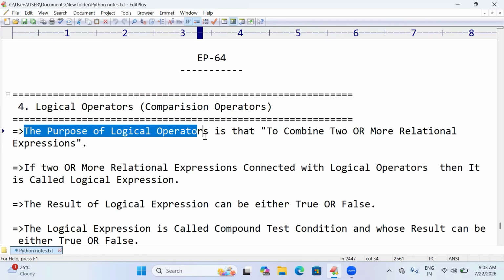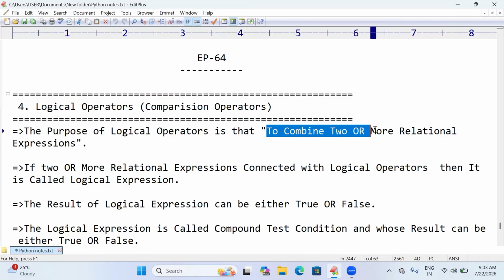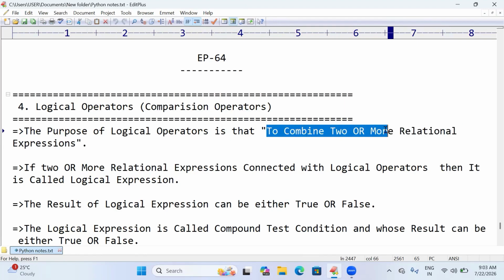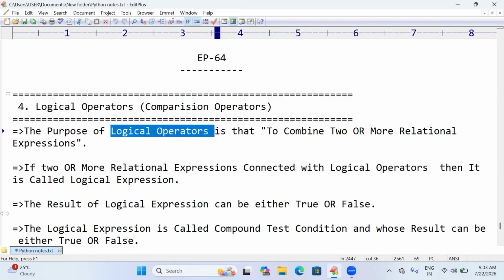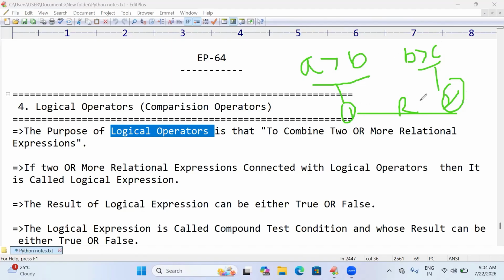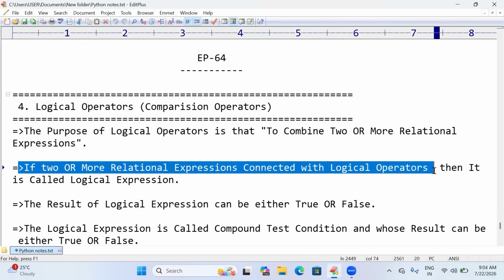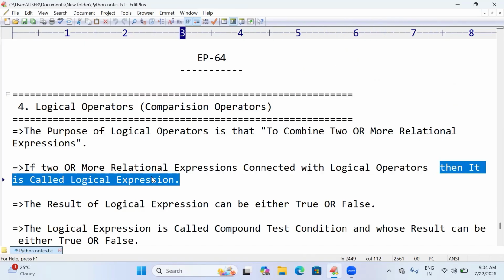The purpose of logical operators is to combine two or more relational expressions. So, in order to combine two or more relational expressions, we use these logical operators. For example, we have a relational expression like a greater than b. In order to combine these relational expressions, we use logical operators. If two or more relational expressions are connected with logical operators, then it is called a logical expression.